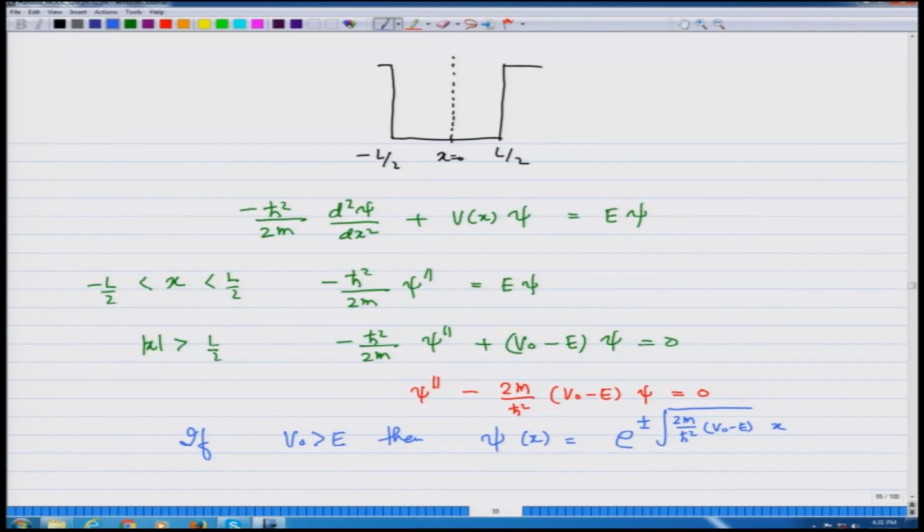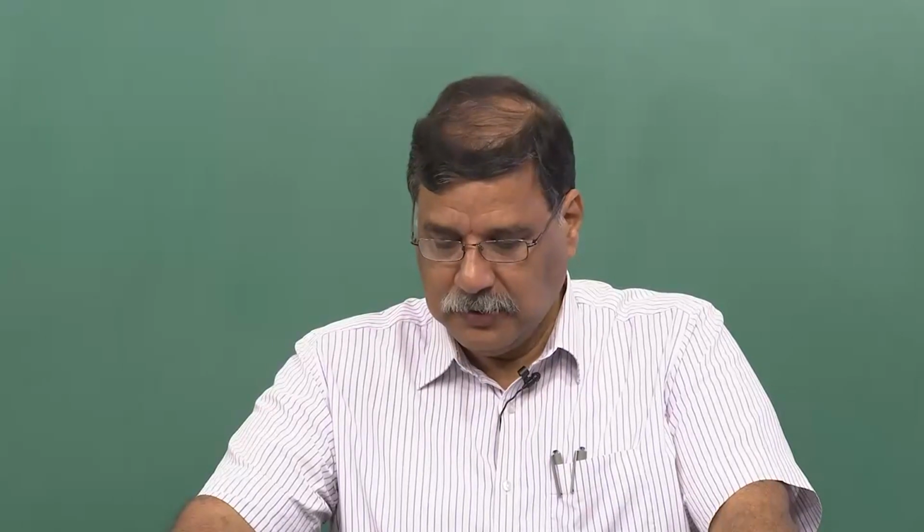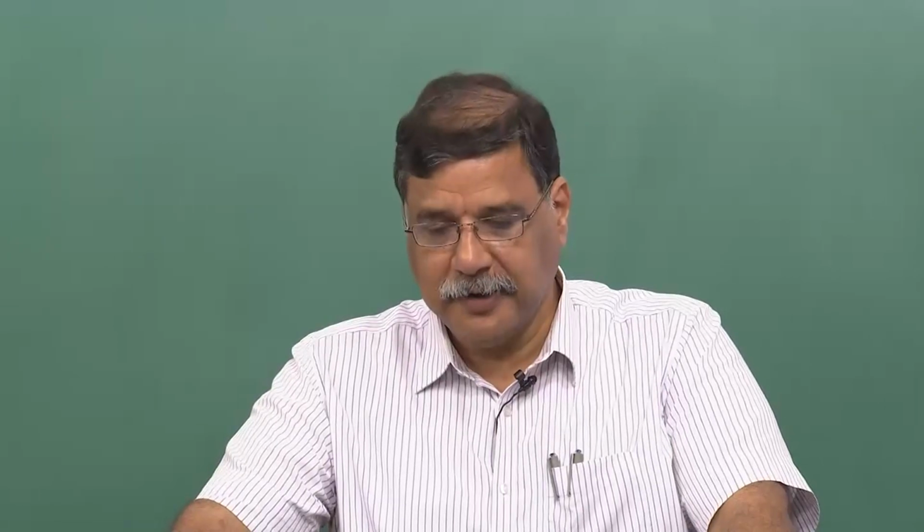So, for bound state, V 0 must be greater than E, otherwise the state would not be bound. If E were greater than V 0, you can see that there will be an i coming in the power of exponential, and that will make the solution oscillatory outside the regions of minus L by 2 or L by 2, and that would not be acceptable for a bound state. So, for bound state V naught is greater than E.